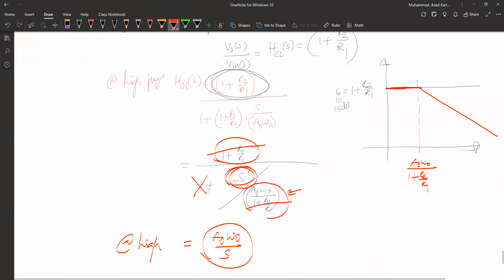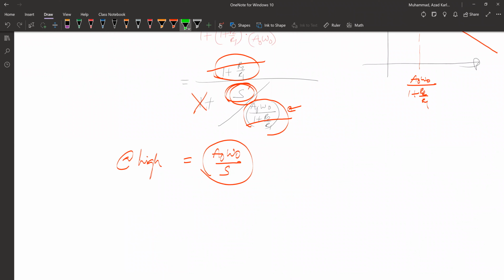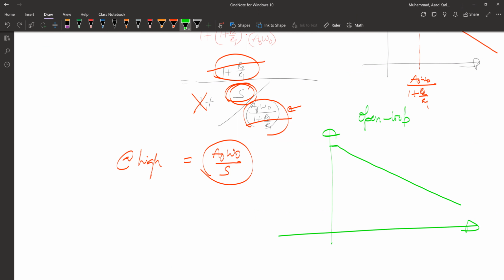So the learning outcome is that if we know the open loop op amp's behavior, which is like this, remember, it only had a very small bandwidth, like some 10 hertz or something. And we know that the gain of the open loop op amp is A naught, which is very large.